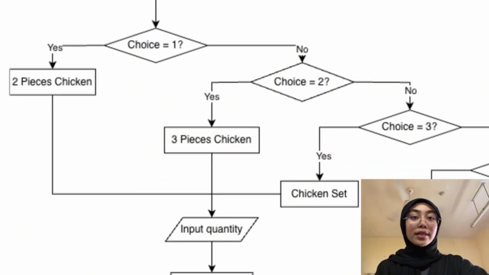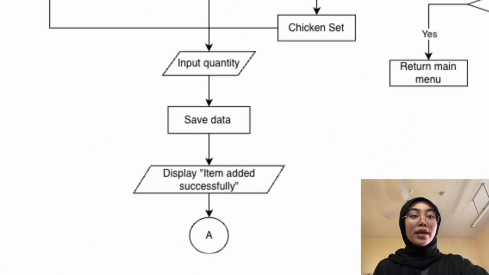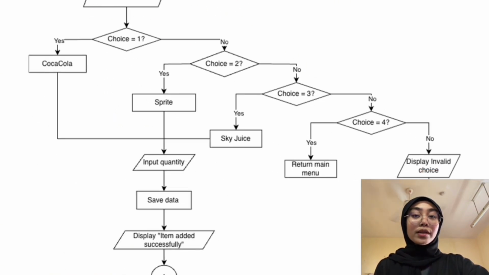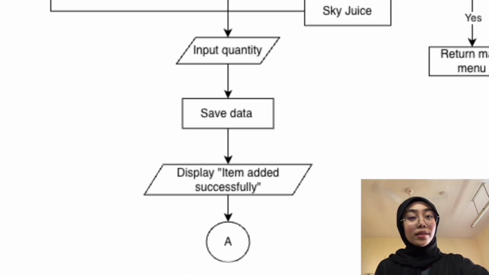The customer will select one of the meals, enter the quantity, and the system will save the order. After displaying "item added successfully," the flow returns to the main menu through connector A. Next, if the customer chooses option 3, the flow continues through connector C to the drink menu. Same as before, the customer needs to select a drink, enter the quantity, and the system will save the order. After the item is successfully added, the system returns to the main menu through connector A.